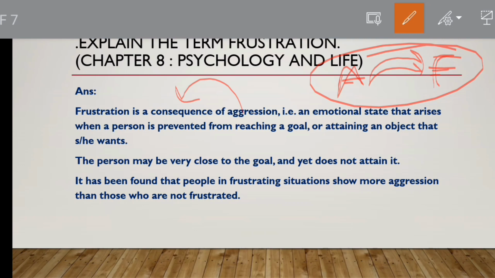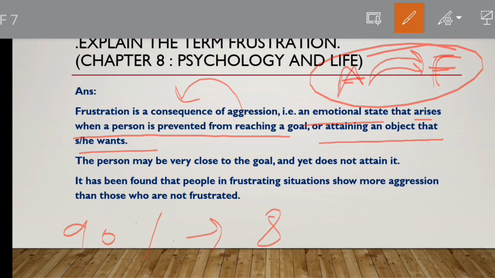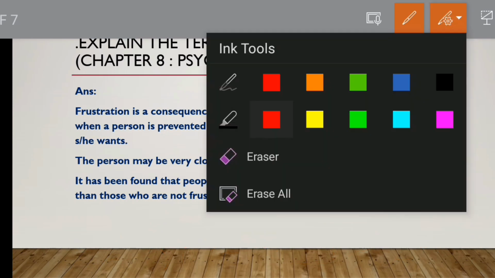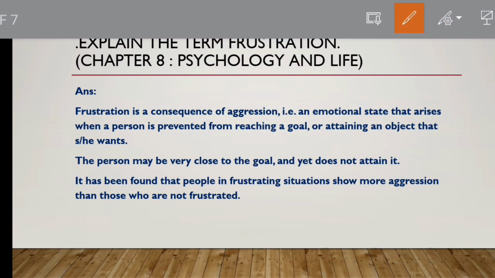It is an emotional state that arises when a person is prevented from reaching a goal or attaining an object that she wants. You want to score 90%, but due to some reasons or health reasons, you didn't score 90, you scored 80. So now you are angry also, you are sad also, and now you are frustrated. So make practical examples out of the questions and then you will be able to portray yourself properly. So what is a frustration?